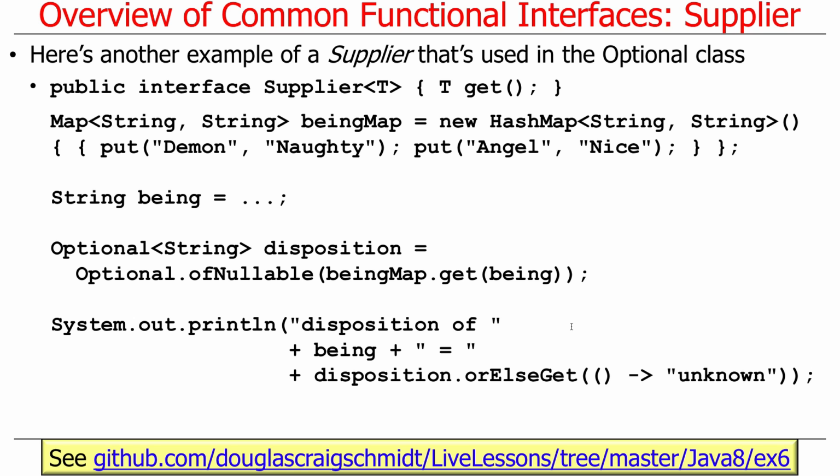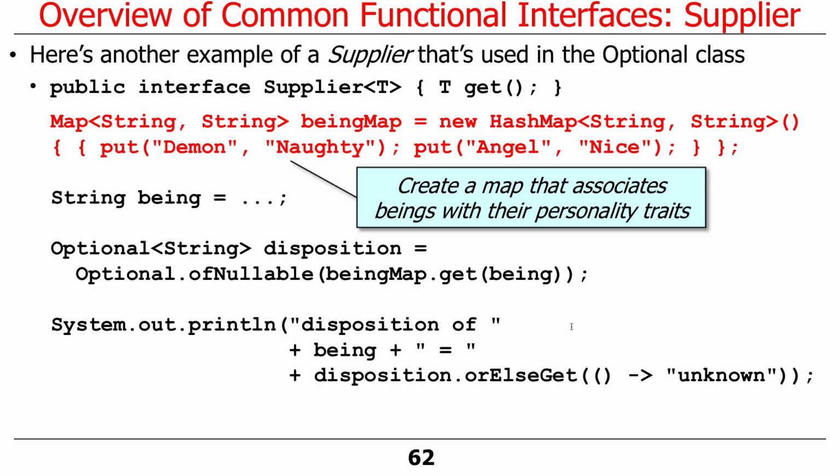So that's one example of the concept of a supplier. Here's another example of the concept of a supplier. This one uses something called Optional, and you can find that in the EX6 code. I'll talk about what Optional is in a second. It's a new Java 8 class that helps you get rid of the need to check for null pointer references or null references in Java.